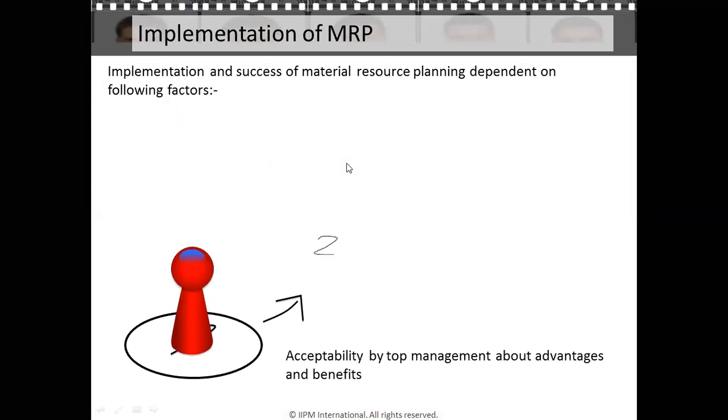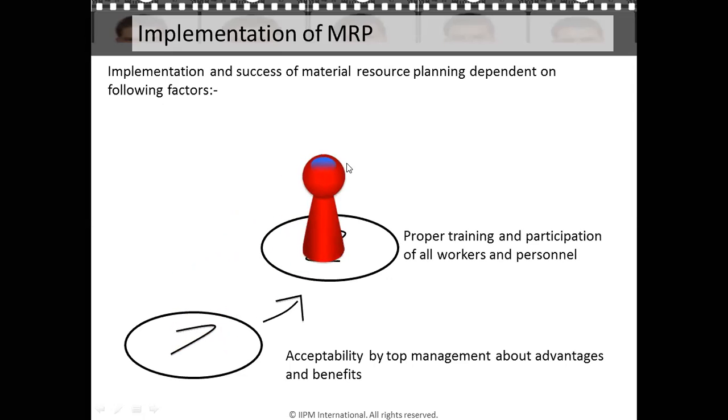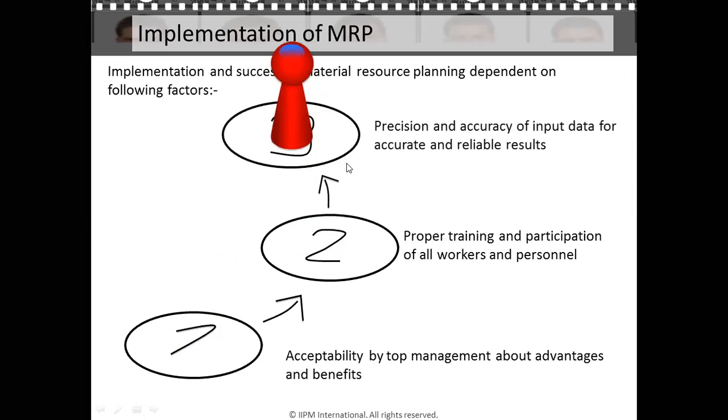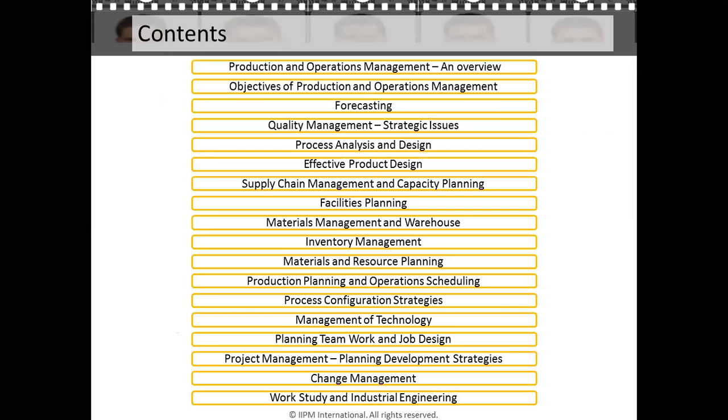Implementation of material resource planning. The implementation and success of material resource planning is dependent on the following factors. Number one, acceptability by top management of the advantages and benefits; proper training and participation of all workers and personnel; then precision and accuracy of input data for accurate and reliable results.